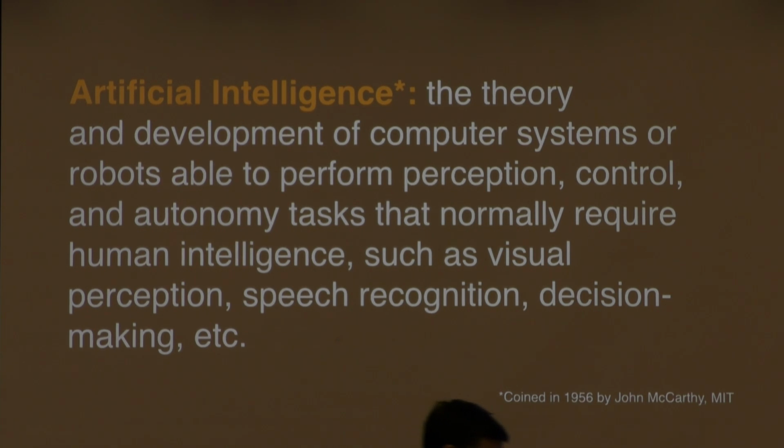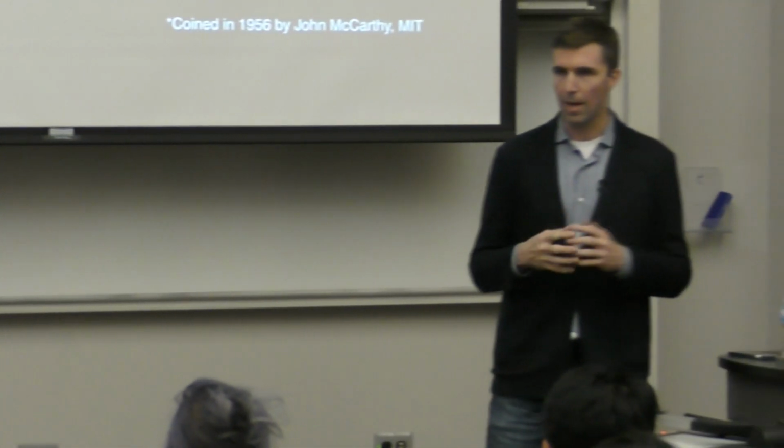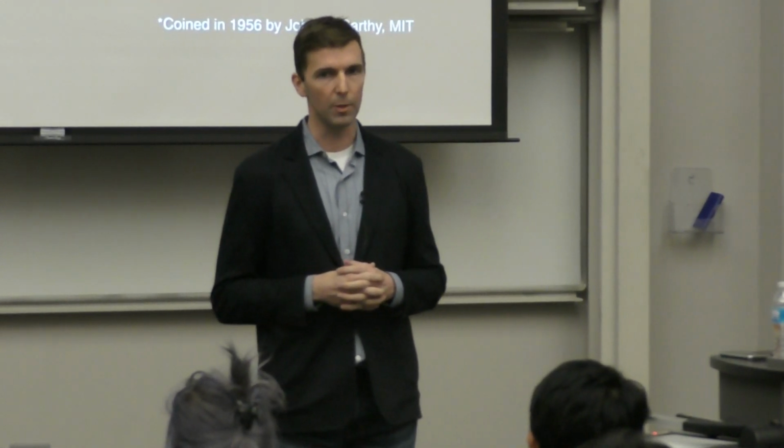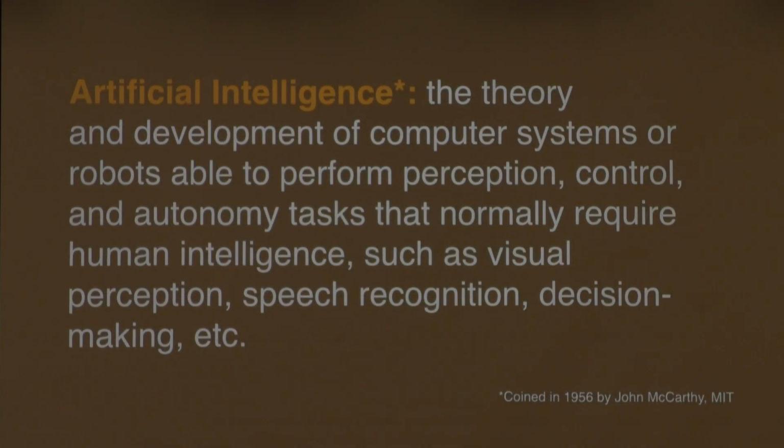But to start off, artificial intelligence. What is artificial intelligence? This is not something that's new to any of you, but it's the theory and application of computer systems that would do things which would normally require a human level of intelligence to do. So this is not a new definition. It's something that was coined at MIT back in the 50s, so it's rather old. This is not what we do, okay?